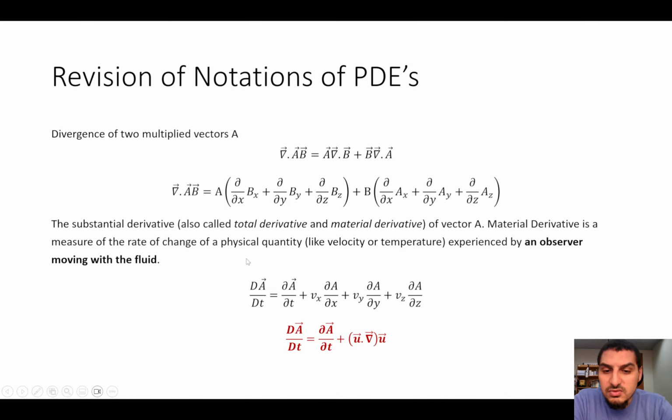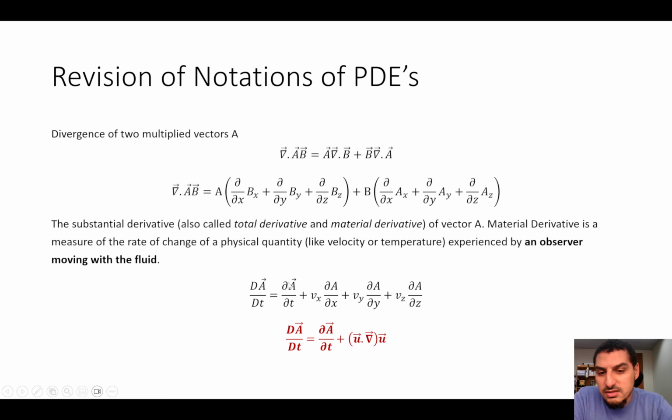So this is the difference between the regular derivative and the total derivative, and that's why sometimes it's called material derivative, because we are focusing on a specific part of this material. Okay. So it's the rate of change of the physical quantity, like velocity or temperature, experienced by an observer moving with the fluid. So it's like we're moving with the fluid and tracking it.